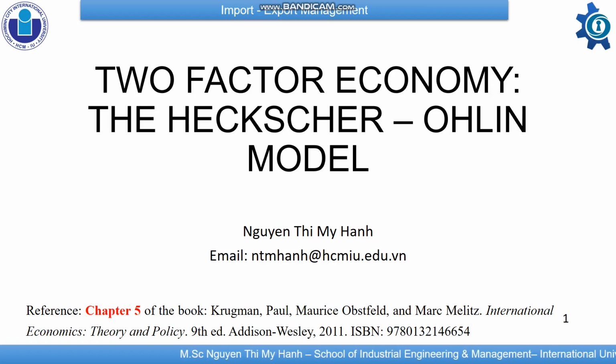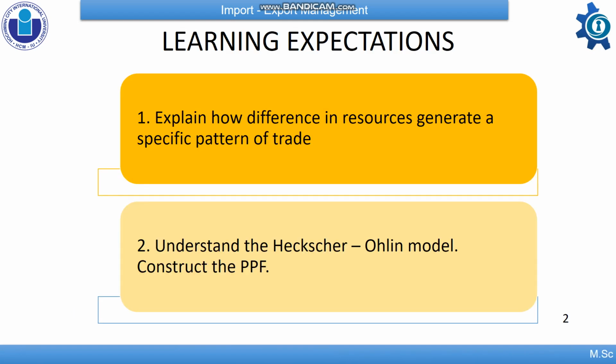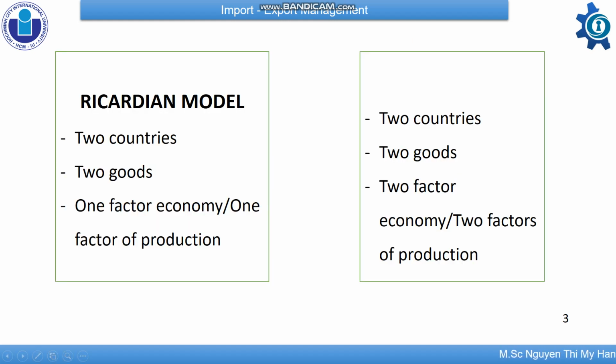Okay, so in the last lessons, we already finished studying the Ricardian model. Do you still remember it? In the Ricardian model, we consider two countries. Following my example from last time, the two countries are the home and foreign country, and they produce two goods, cheese and wine, and we only consider a one-factor economy, where the one factor of production is labor.